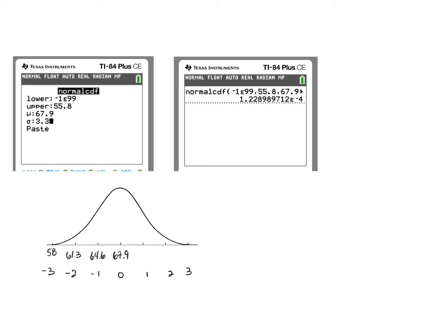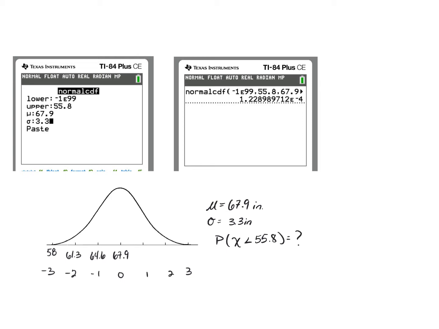Please be mindful that when your calculator gives you an answer, make sure that you're reading the entire numerical value of that answer. So for example, in this particular problem, we're looking at the distribution of male heights, where we know that the mean male height is 67.9 inches with a standard deviation of 3.3 inches. We want to know what is the probability that a randomly selected male has a height that is less than 55.8 inches.